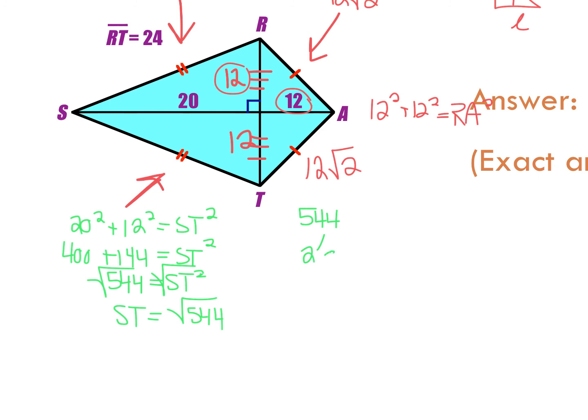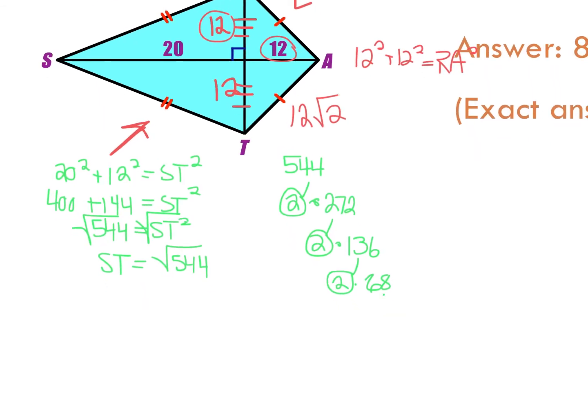This is 2 times 272. Circle the 2 because it's prime. This is 2 times 136. Circle the 2 because it's prime. This is 2 times 68. Circle the 2 because it's prime. 68 is 2 times 34. Circle the 2 because it's prime. And then 34 is 2 times 17. Circle the 2 because it's prime. Circle the 17 because it's prime.